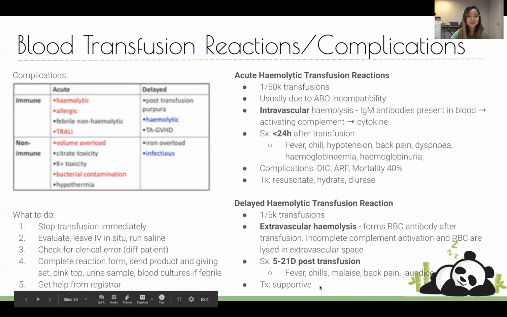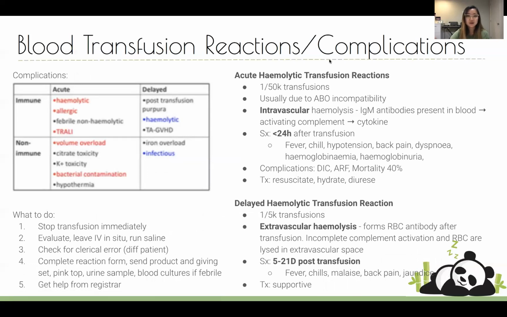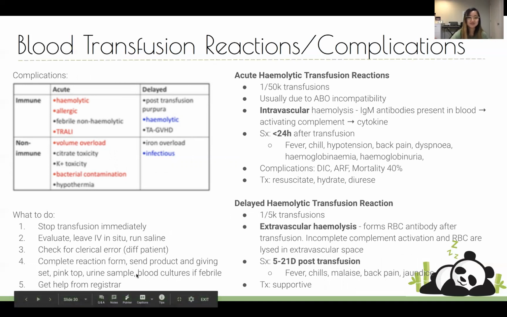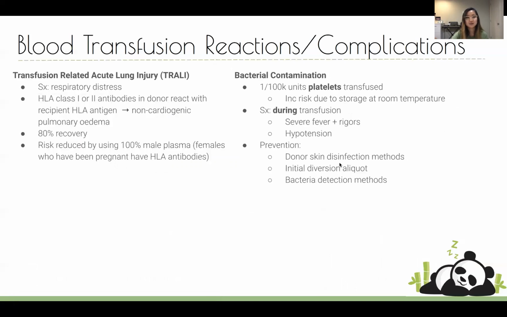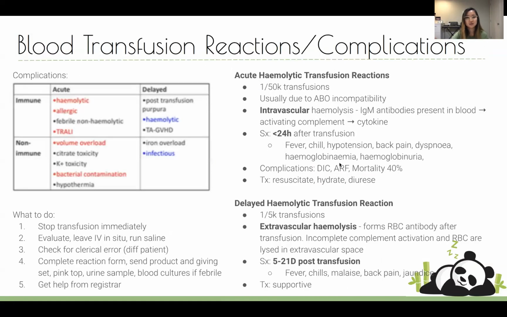Cool. So complications, if you have a complication, then you need to stop the transfusion immediately. You leave the IV line in, you check for any errors, and often it's due to a different patient. So you've gotten the wrong patient, and then you complete the reaction form and things like that, and get help from the registrar. You can get a couple of reactions, so we'll go through these 4.